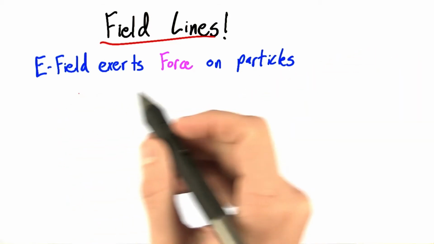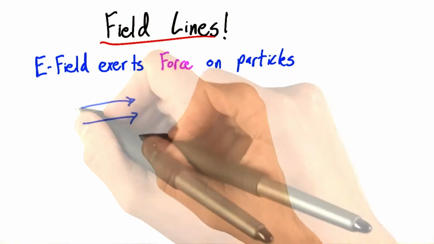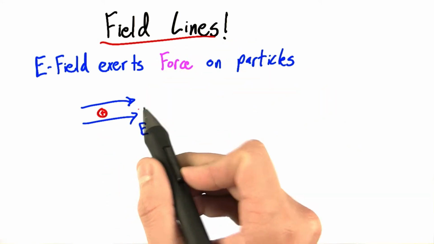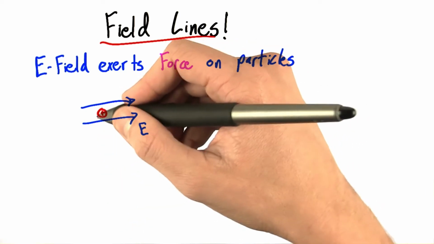Alright, so we've learned that the electric field exerts a force on particles. If I have an E field that looks like this, and I put a positive charge there, well, it's going to feel a force to the right. And a negative charge would feel a force to the left.